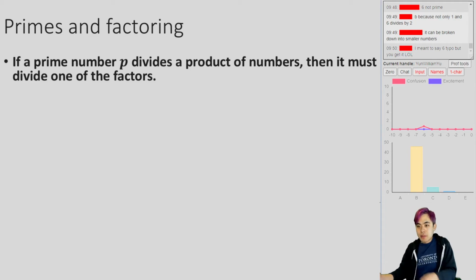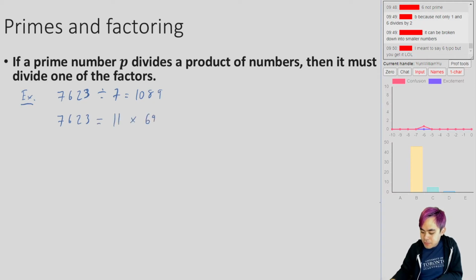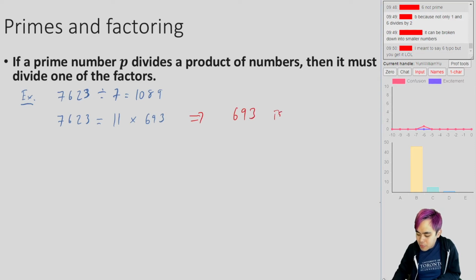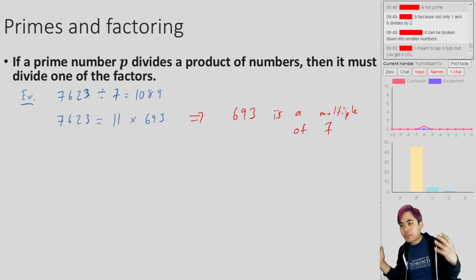So, for example, I can show you that 7,623 divided by 7 is equal to 1,089. And so it's divisible by 7. Well, that means that if I were to write out 7,623 as a product of 11 and 693, then even without doing any division, you automatically know that 693 is a multiple of 7. And so that's what you can get from this theorem. We just proved a theorem.